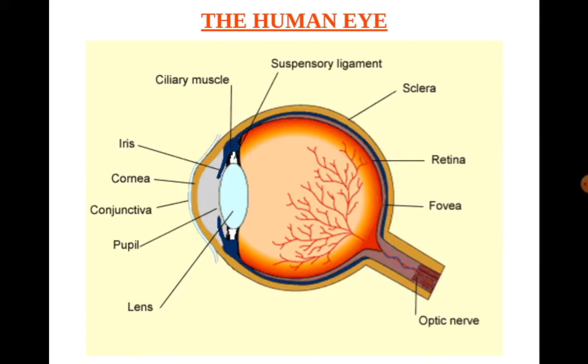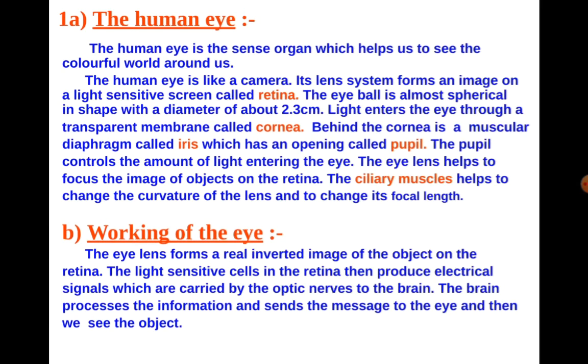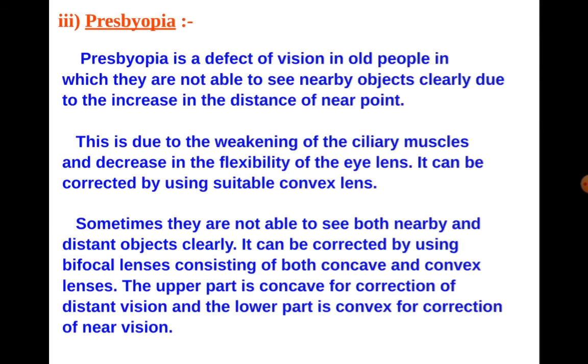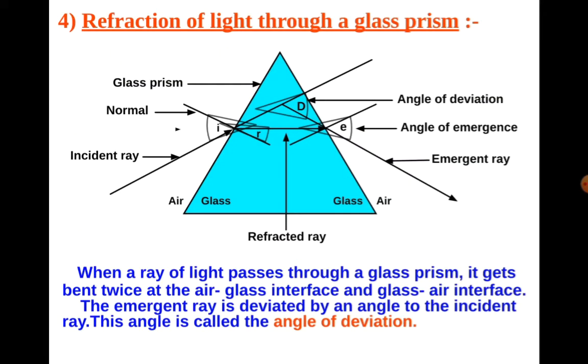In today's class, we are going to start a new chapter, chapter 11, The Human Eye and the Colorful World. In this chapter, we have some dedicated topics from page 187 to page 190. We need not learn anything from those. That means the human eye, parts of the human eye, working of an eye, power of accommodation of an eye, and defects which you can see in an eye, all these topics are deleted.